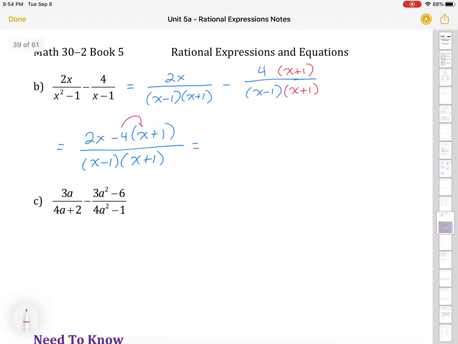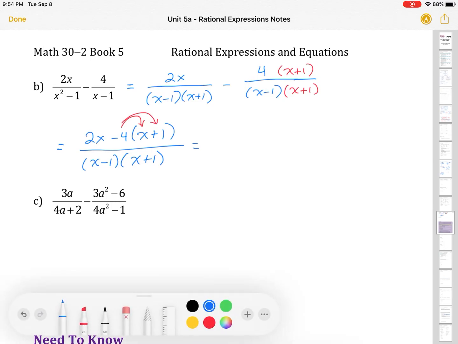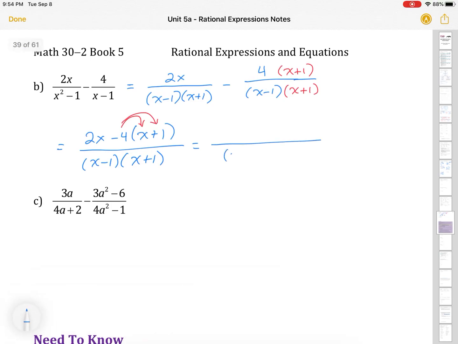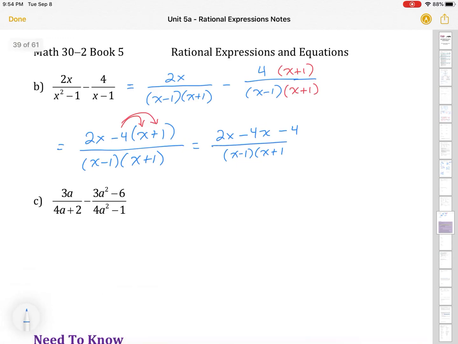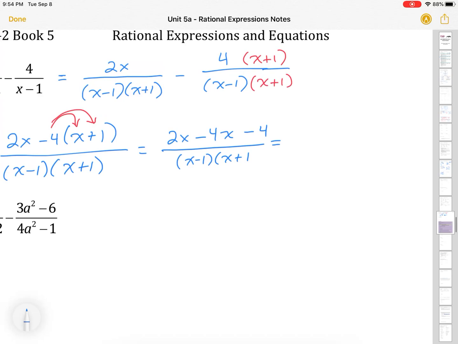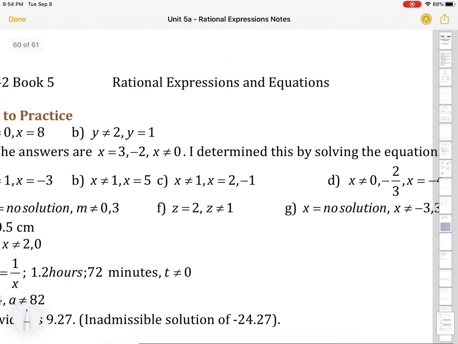Now I'm going to expand this, remembering it's a minus 4. So I will have on the bottom x minus 1 times x plus 1. On the top, 2x minus 4x minus 4. And then to simplify that, I'm going to just shorten this so that I could fit it in the page. So I now have 2x minus 4x, so that's negative 2x minus 4 all over x minus 1 times x plus 1. And I can factor this.